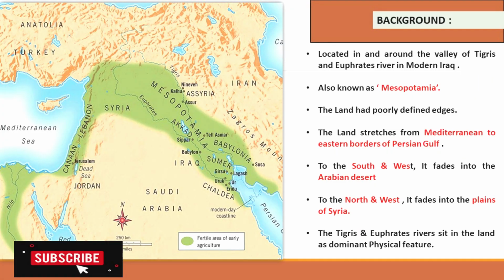Now talking about the background, Mesopotamia is located in and around the valley of the Tigris and Euphrates Rivers in modern Iraq. The land had poorly defined edges. It stretches from the Mediterranean to the Persian Gulf. To the southwest, it fades into the Arabian deserts, and to the northwest, it has the plains of Syria. The Tigris and Euphrates rivers are the land's dominant physical feature.